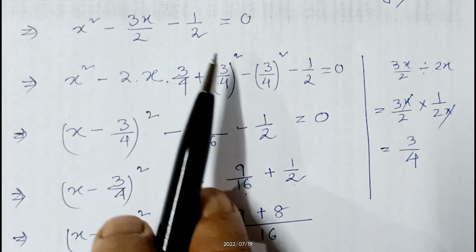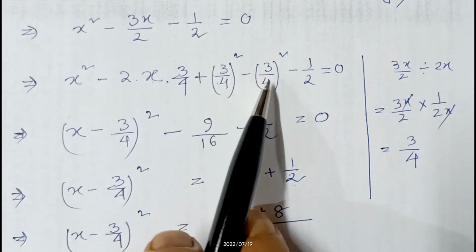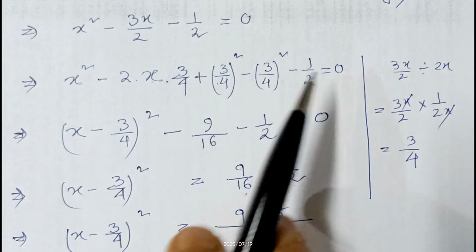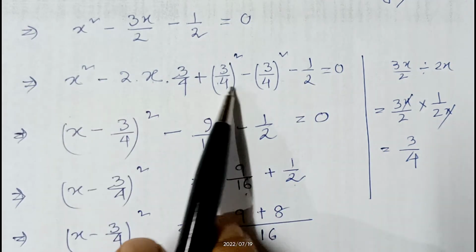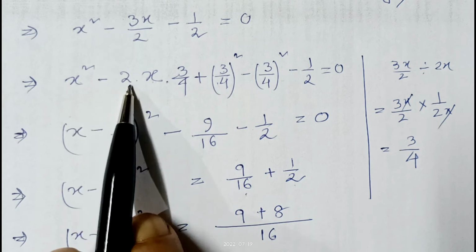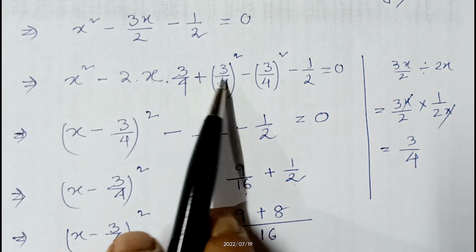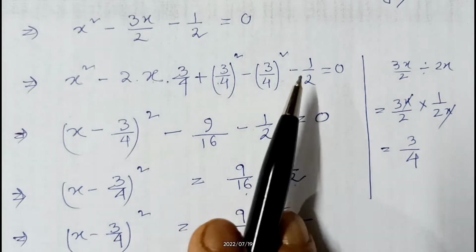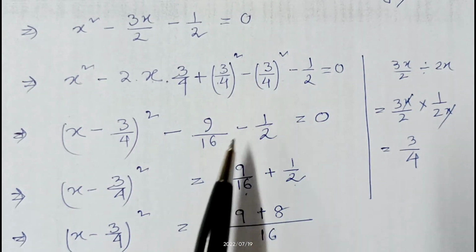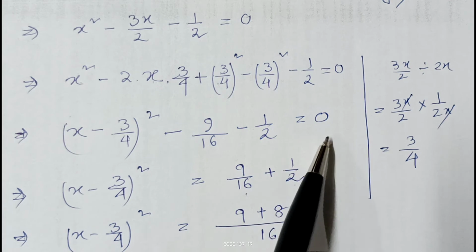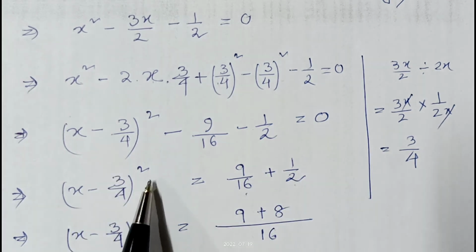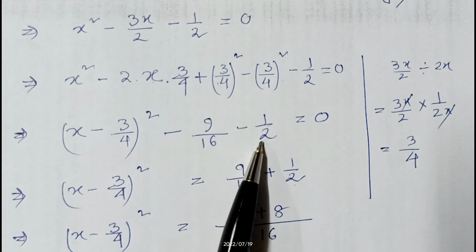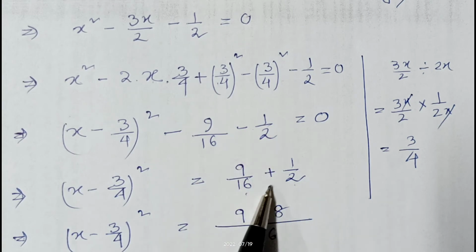But it was not there, so we have to write minus (3/4)² minus half equals 0. Now if we combine the first three terms, a² − 2ab + b², for this we have to write (a − b)². Minus 3 square is 9, 4 square is 16, minus half equals 0. So (x − 3/4)² will be minus 9/16, and minus half, if we transfer, it will be 9/16 plus half.